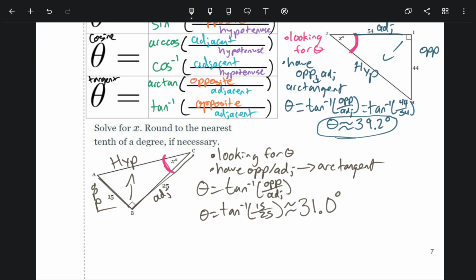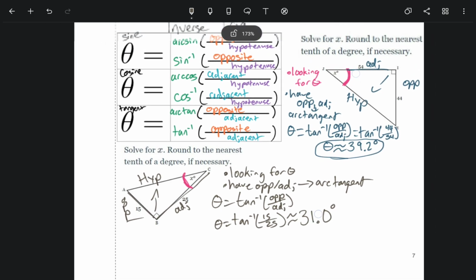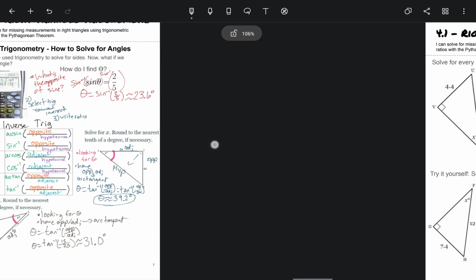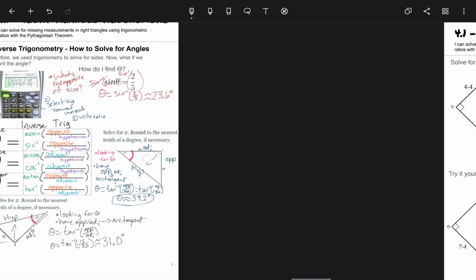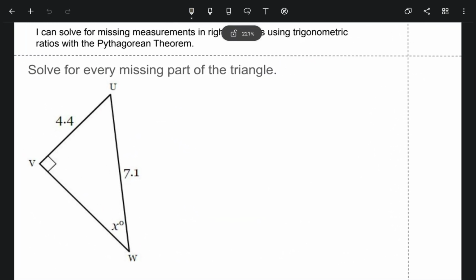Now let's look at some application problems. Or not some application problems. Let's put this all together. Now, I want you to solve for every missing part of the triangle. So notice, we have this angle here is x. We aren't given a value for this angle, and we don't know what this side is. So there's at least 3 parts we have to find. The first thing I want you to look for is the reference angle.